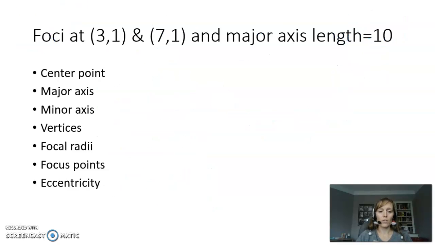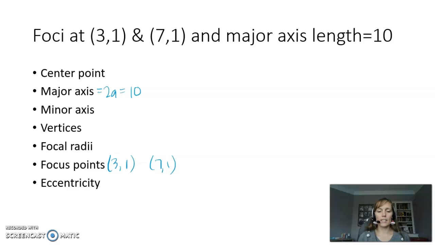I want to talk now about how to do this if we're not given an equation, but we're given pieces of information. So in this case, we know the focus points, those are given to us. Those are at the points 3, 1 and 7, 1. And we know that the major axis, which is equal to 2a, has a length of 10.